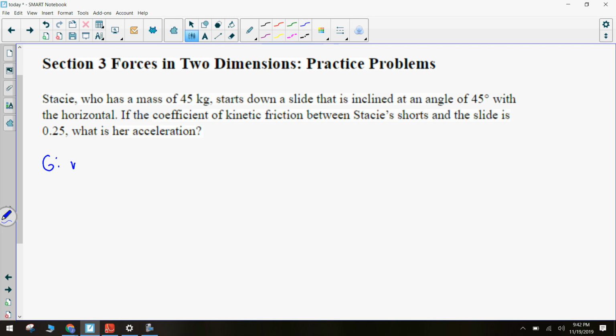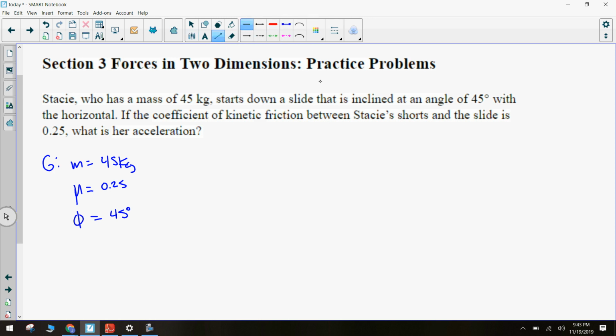Givens, they gave us the mass. They said it's 45 kilograms. They gave us the coefficient of friction. It's 0.25. And they gave us our phi again. And phi is 45 degrees. Remember, phi is just that angle whenever we have the inclined plane problems.